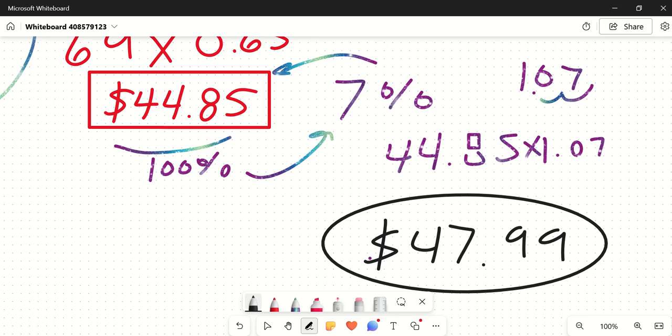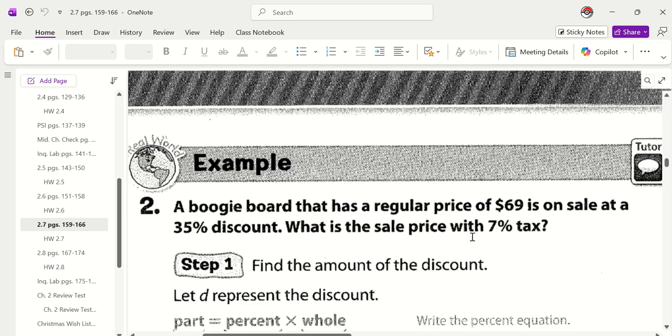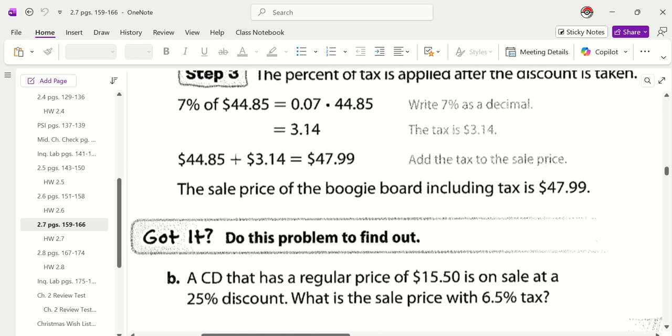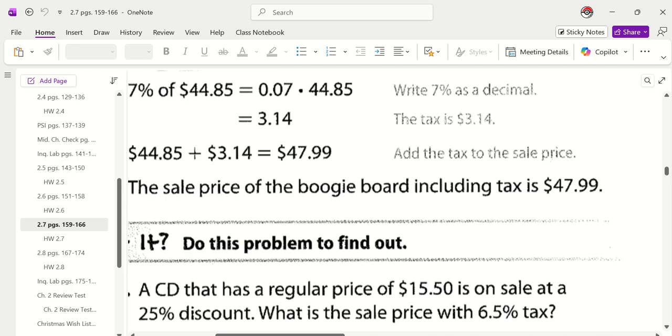So we'll go back to what the question asked. The question asked, what is the sales price with 7% tax? If we look at theirs, they said the exact same thing we did. This is the example of the answer they gave. Ladies and gentlemen, if the alarm goes off, what are you supposed to do? Okay, then do that, please. The sales price of the boogie board, including tax, is $47.99. Doesn't have to look like this. You could have said, I paid $47.99 with everything, or with tax included, something like that.